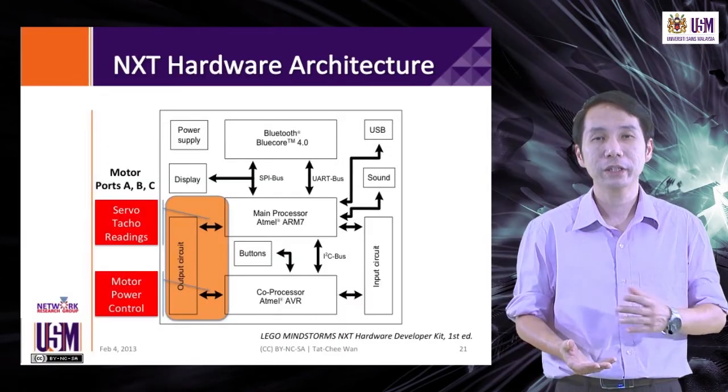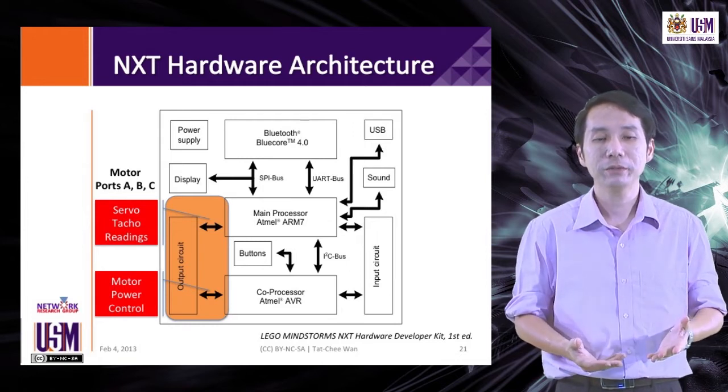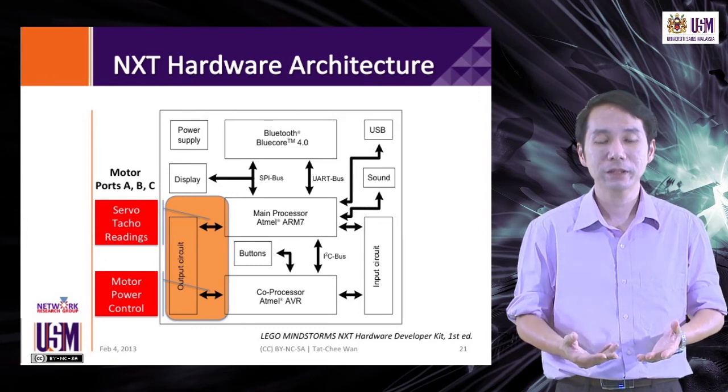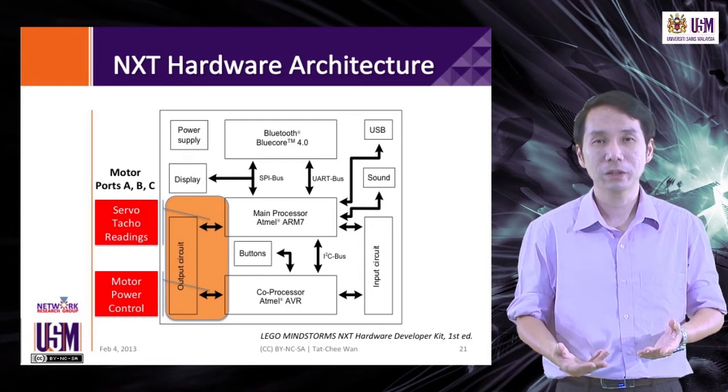Next, we look at the hardware control interface for the motors. In this case, we have the motor power control coming from the AVR coprocessor to generate the required power output in terms of the current and the duration of the drive to the motors. The motors have servos that provide tachometer readings that are returned directly to the ARM processor in order to determine the position of the motor at any given time.